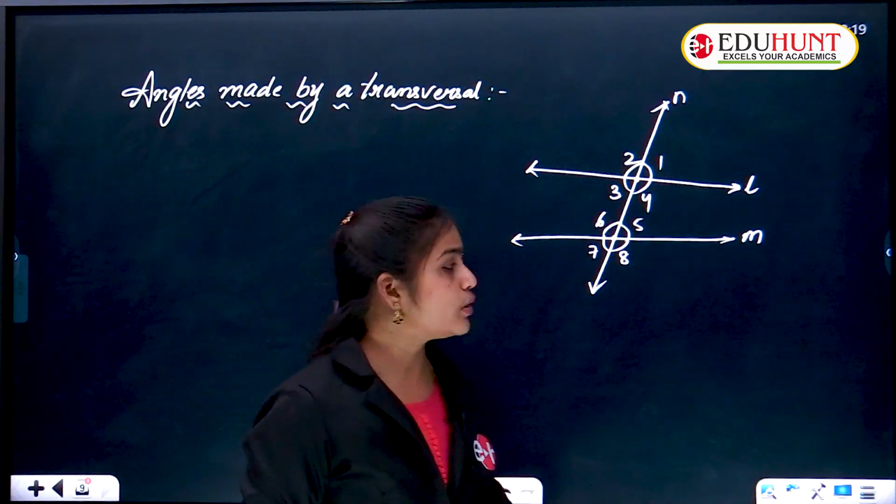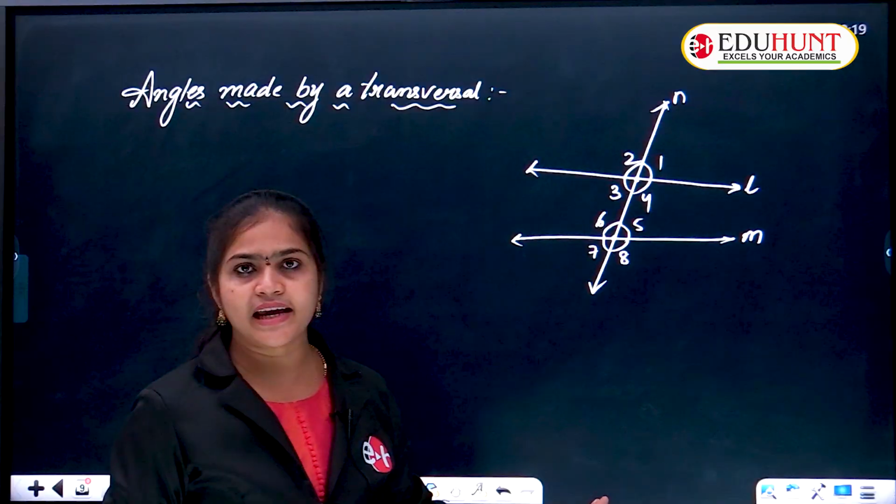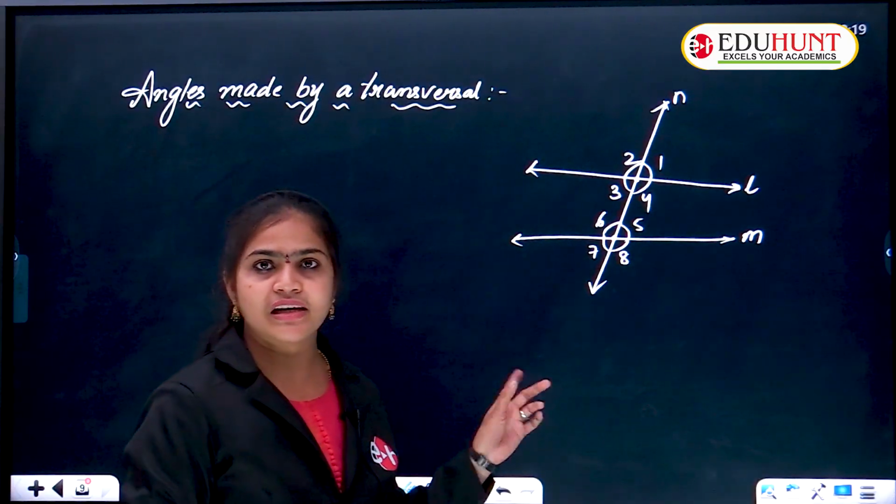Now what are the names of those angles? Totally how many angles will be formed here? 8 angles. Now what are the names of those angles? What are the pairs of angles? What will we call them? Understood? That concept we will learn here.